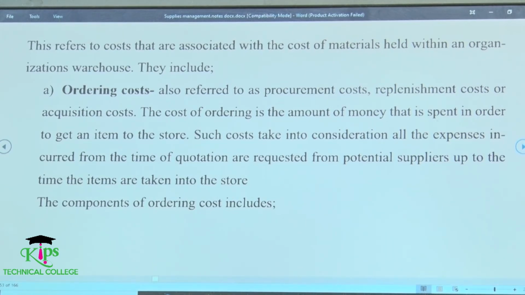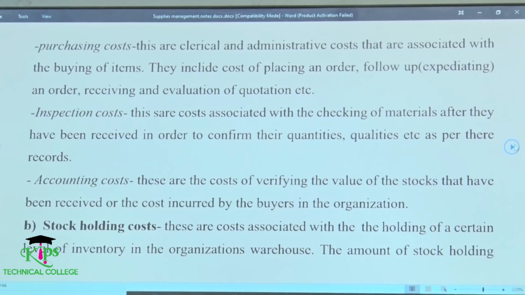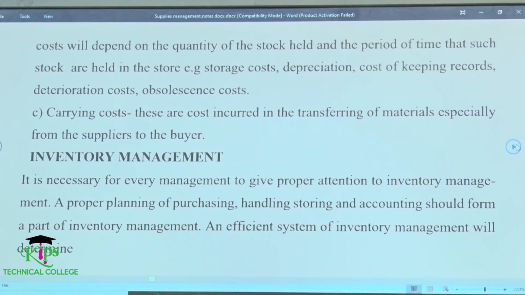organization. The other type of cost is the stock holding cost. When you're holding a lot of inventory in store or in the warehouse, at the end of the day, the stock is going to accumulate in terms of monetary value. So it is always good for the organization to hold the optimum inventory. Remember, inventory is always considered a waste in any organization. So if you have a lot of inventory, then at the end of the day, you are losing as a company. The other type of cost is called the carrying cost.